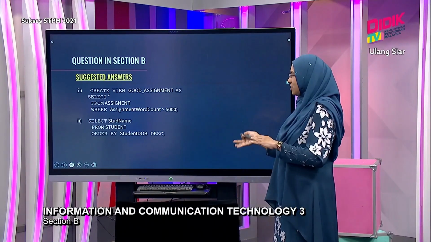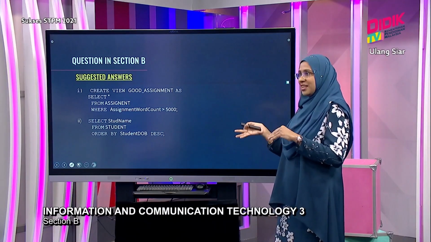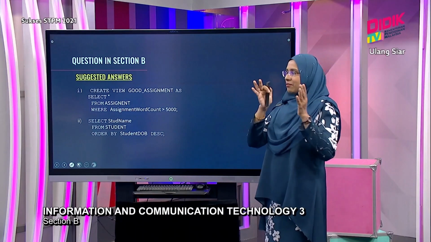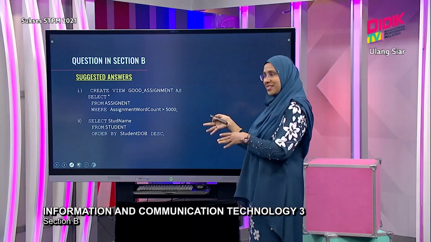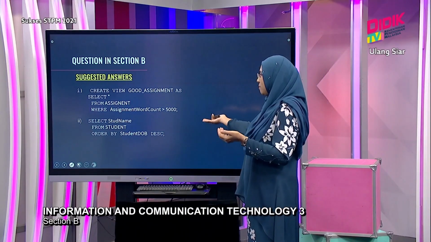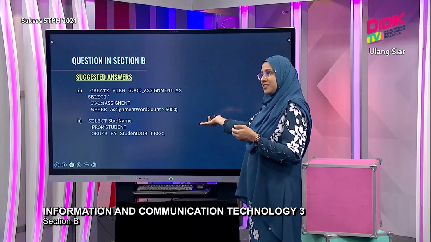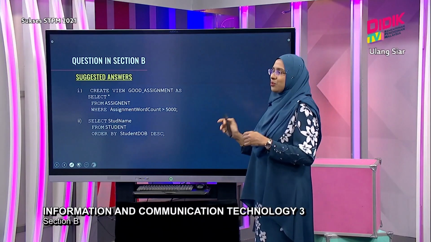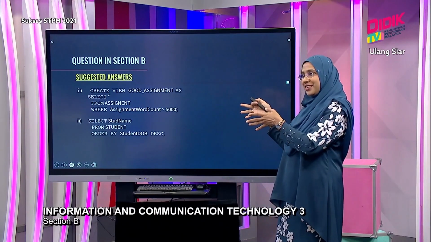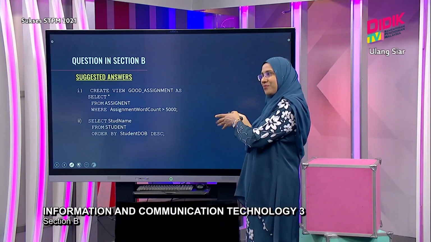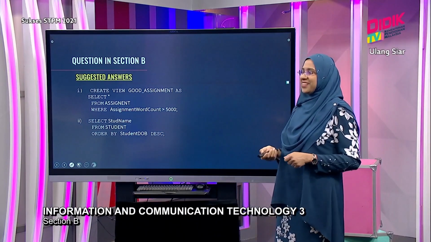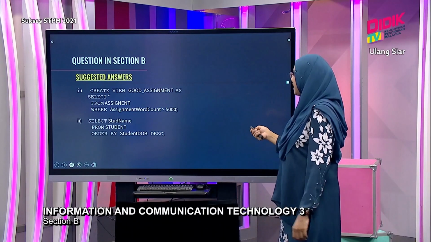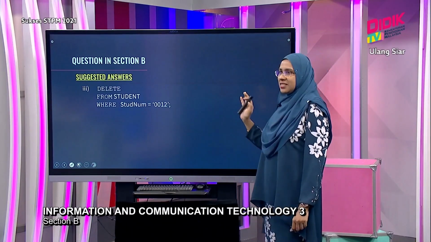Next challenge: is it ascending or descending? Because the question is asking you to arrange the data from youngest to eldest. So maybe a student might write ascending, because youngest to eldest is ascending, right? But according to date of birth, the year, the latest year is the youngest. That is the tricky part. So students, please read the question carefully. Okay, next. This is easy.